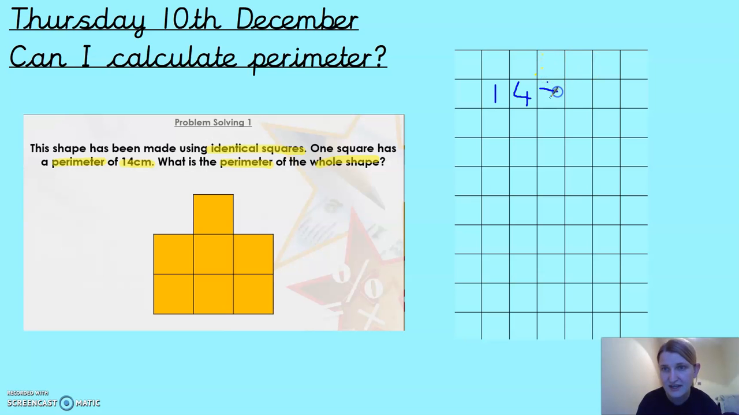So 14 divided by 4. Again, there's a few different ways you can do this. I'm going to do it by dividing by 2, then dividing by 2 again. So 14 divided by 2 would be 7. Divided by 2 again is going to be 3.5 centimetres. Okay. Now I know that one side is 3.5.